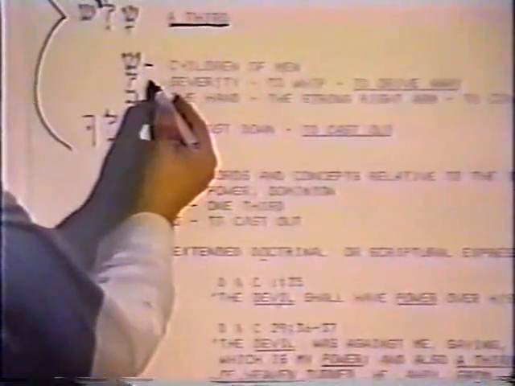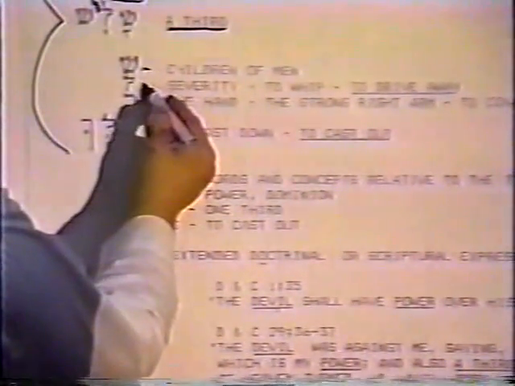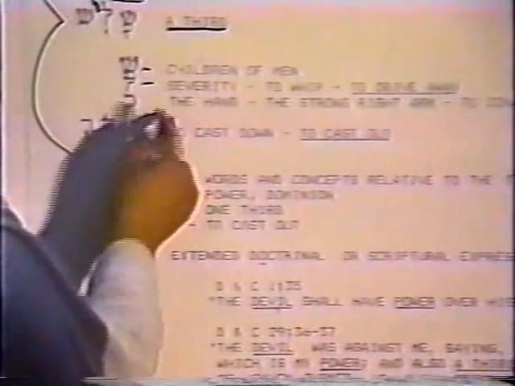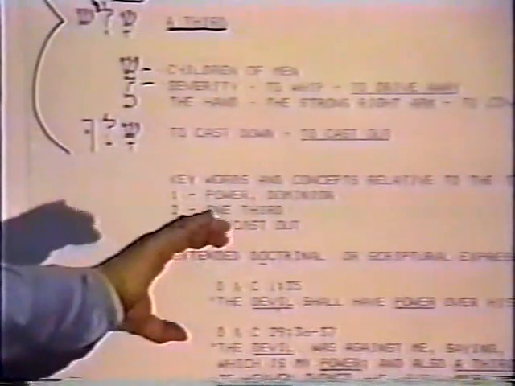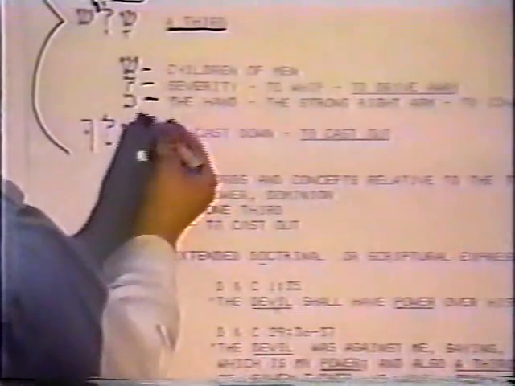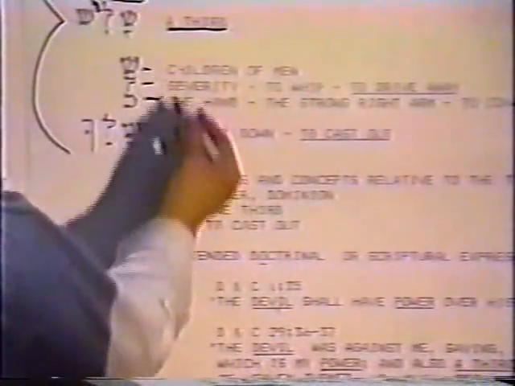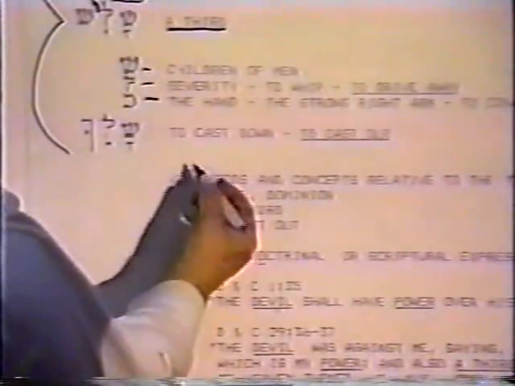We go to the next word. We have the children of men again, because this is all just working the same letters back and forth, right? We have the children of men. We have the whip of severity or justice. And then we have kof, which is the hand, right? So the hand takes the whip. And what happens when the children of men are whipped by the hand? They're cast down. So now we're going to ask someone to read this and see if it doesn't match this. Notice that the syntax is exactly the same.